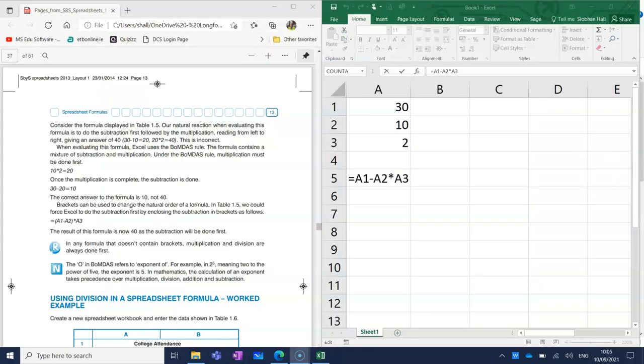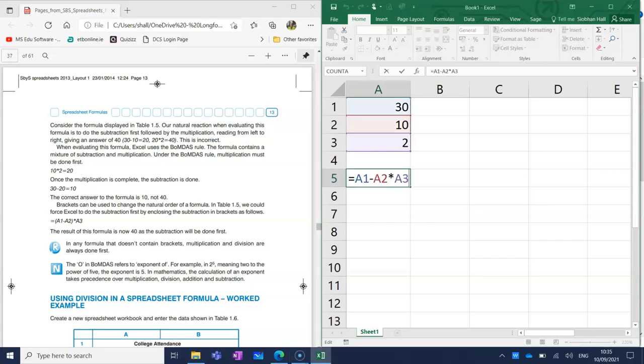Consider the formula displayed in table 1.5. Our natural reaction when evaluating the formula is to do the subtraction first, followed by the multiplication, reading from left to right, giving an answer of 40. So that would be A1 is equal to 30 and A2 is equal to 10. So 30 minus 10 is 20. And then 20 multiplied by A3, which is the 2.